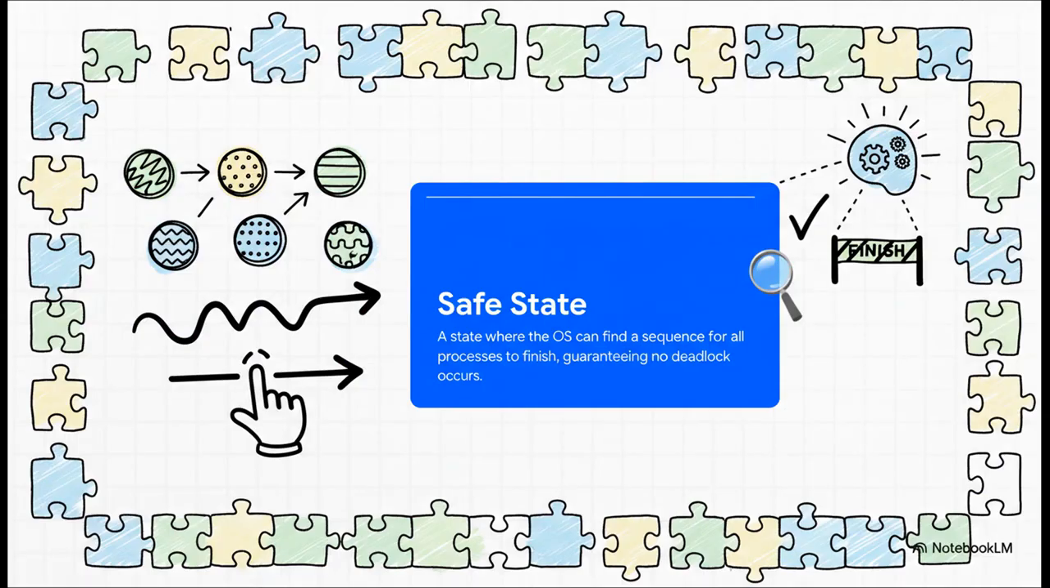And this whole idea of avoidance relies on something called a safe state. A system is in a safe state if the operating system can look at everything that's going on and figure out at least one order to run all the programs that guarantees nobody gets stuck. As long as it can find that one safe path, it knows a deadlock is impossible right now.